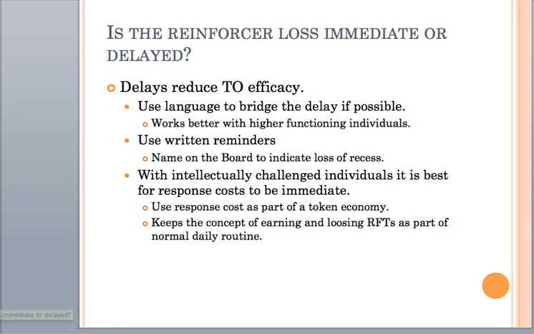Okay. Is the reinforcer loss immediate or is it delayed? Like any consequences, reinforcing consequences or punishing consequences, any delay will reduce efficacy. It will reduce the efficacy of timeout. It will reduce the efficacy of response costs. You can use language if you're working with typically functioning adults, couples, high school kids, whatever. You can use language to bridge that delay if that's possible. This works best with high-functioning individuals. It works less well with very small children, people with dementia, people with developmental disabilities, animals. Language doesn't work as well.